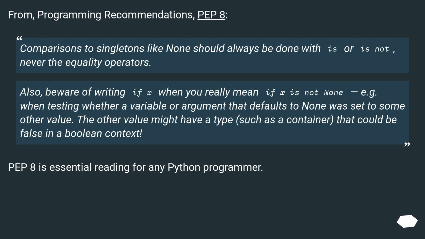For example, when testing whether a variable or argument that defaults to None was set to some other value. The other value might have a type, such as a container, that could be false in a Boolean context. PEP 8 is essential reading for any Python programmer.